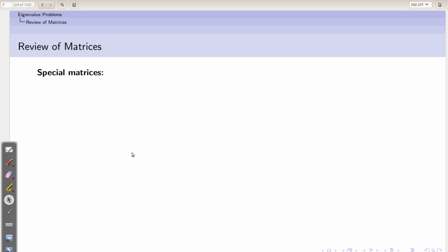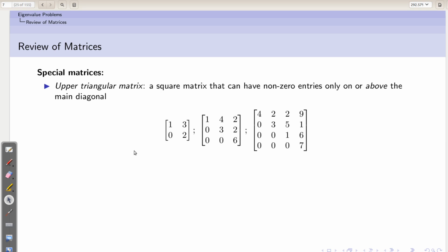Then there are some special matrices. One is known as an upper triangular matrix, a square matrix that can have non-zero entries only on or above the main diagonal. You can see it for yourself here. This is the main diagonal, and you can see we have non-zero entries over here. This is a zero entry. Similarly over here also. Likewise, we have non-zero entries over here. This kind of matrix is known as an upper triangular matrix, with non-zero entries on or above the main diagonal.